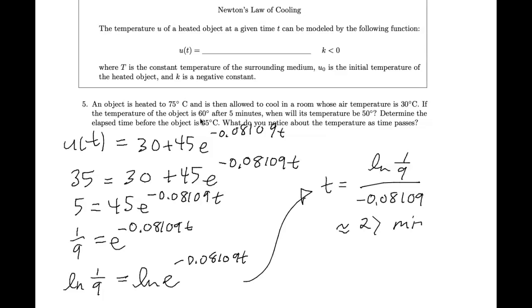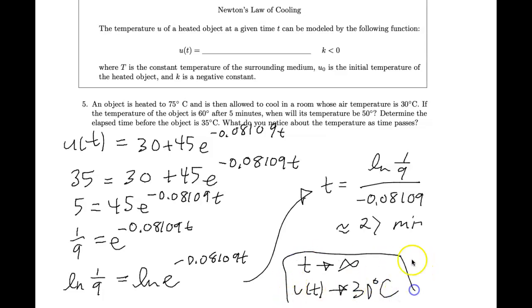So what this last part is asking is, what do you notice about the temperature as time is passing? Being that the temperature of the surrounding medium is 30 degrees, as time passes, you're going to find that u of t is going to approach 30 degrees. So for this last part, we can use the arrow notation. As t goes to infinity, u of t approaches 30 degrees Celsius. And that's the last part.